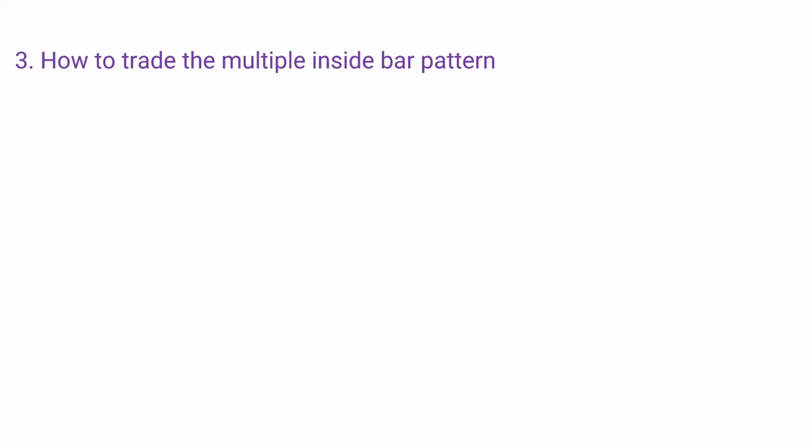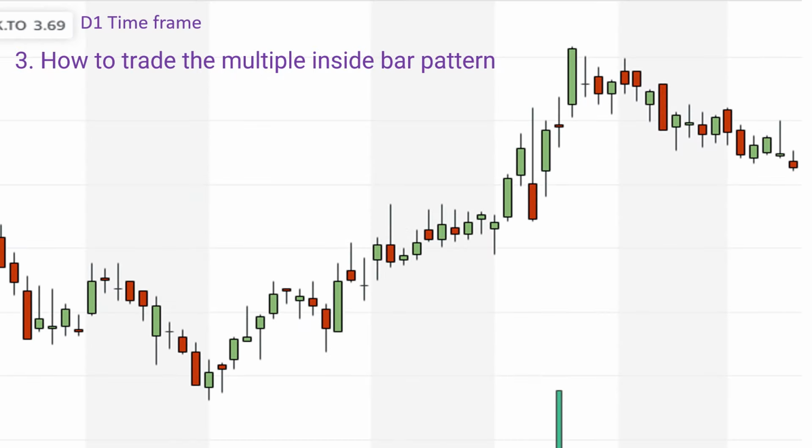The third golden inside bar trading strategy is how to trade the multiple inside bar pattern. This is the price trend of K stock, D1 time frame, Yahoo Finance. In this graph, I'm going to show you the simplest method to trade an inside bar combo or multiple inside bars. Most traders use the high and the low of an inside bar as an indication to enter or exit the trade and use them to put their stop loss.